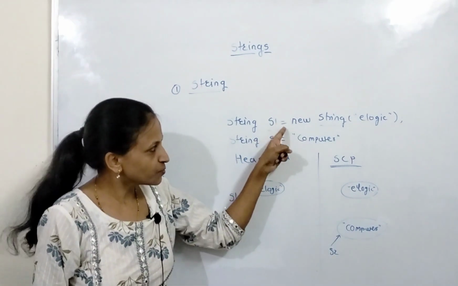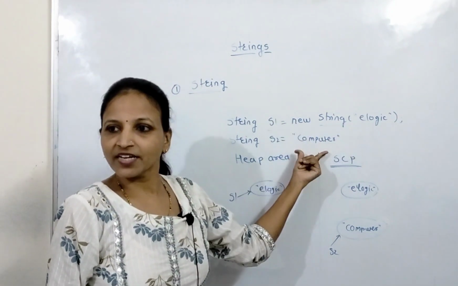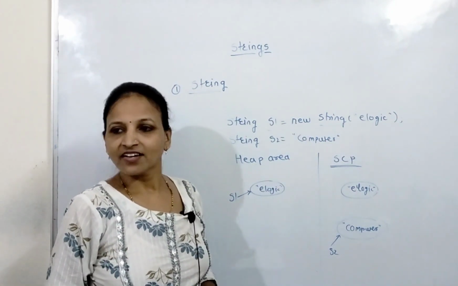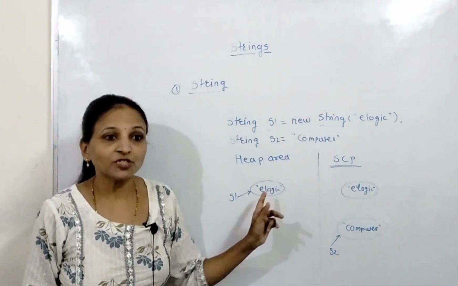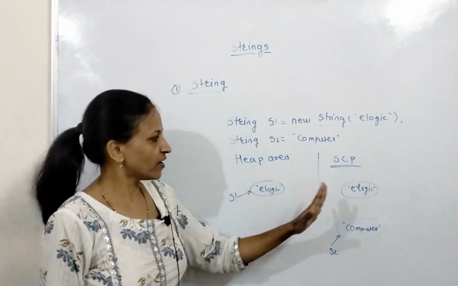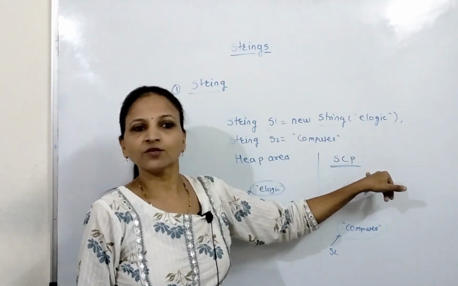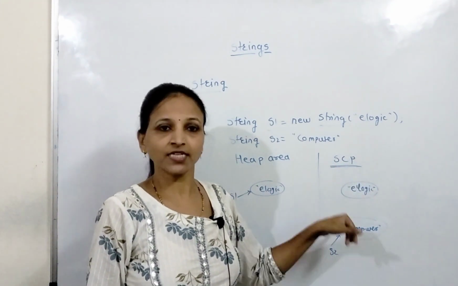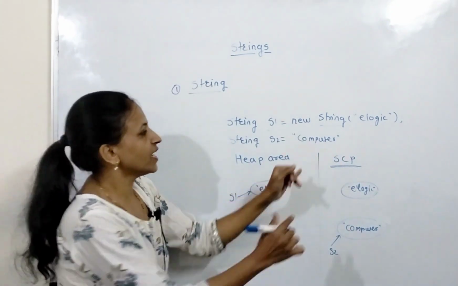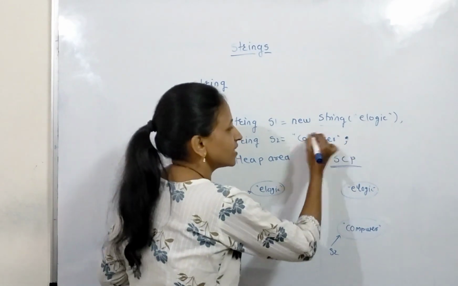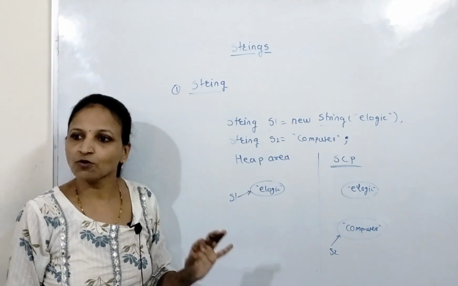Okay, this is the difference between creating a string using the constructor and creating a string without using the constructor. Whenever we create a string like this, two objects will be created, one in the heap section and one in the SCP section. This is nothing but the string constant pool. It is present in the method area. Next, whenever we create a string like this, the object will be created only in the SCP section. This is the only difference. You have to keep it in mind.